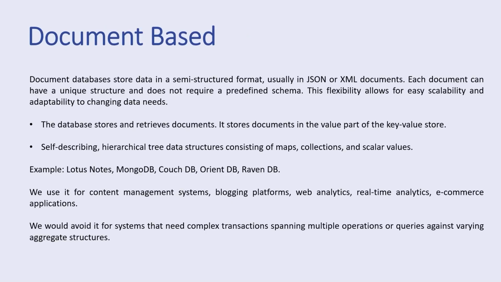Document-based NoSQL. Document databases store data in a semi-structured format, usually in JSON or XML documents. Each document can have a unique structure and does not require a predefined schema. This flexibility allows for easy scalability and adaptability to changing data. The database stores and retrieves documents. It stores documents in the value part of the key-value store. It is a self-describing hierarchical tree data structure consisting of maps, collections, and scalar values. Examples are Lotus Notes, MongoDB, CouchDB, OrientDB, and RavenDB.